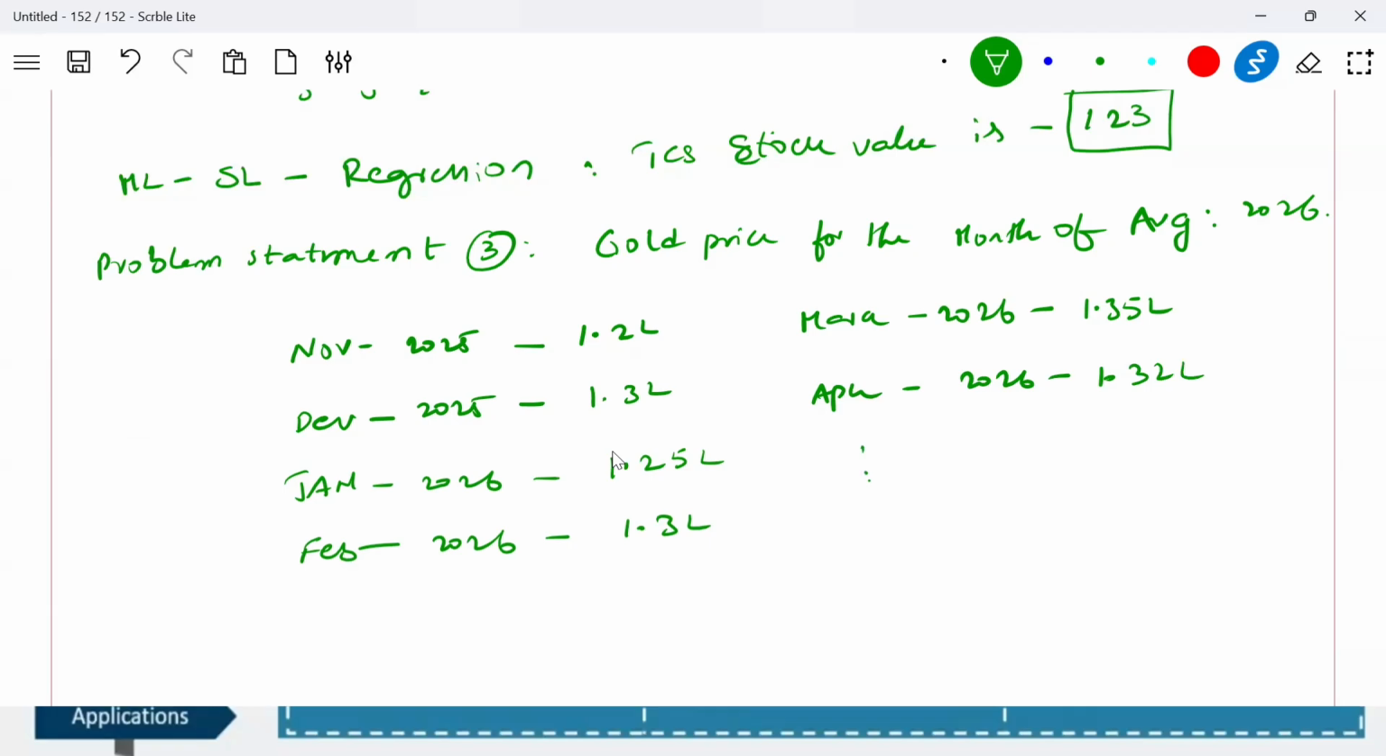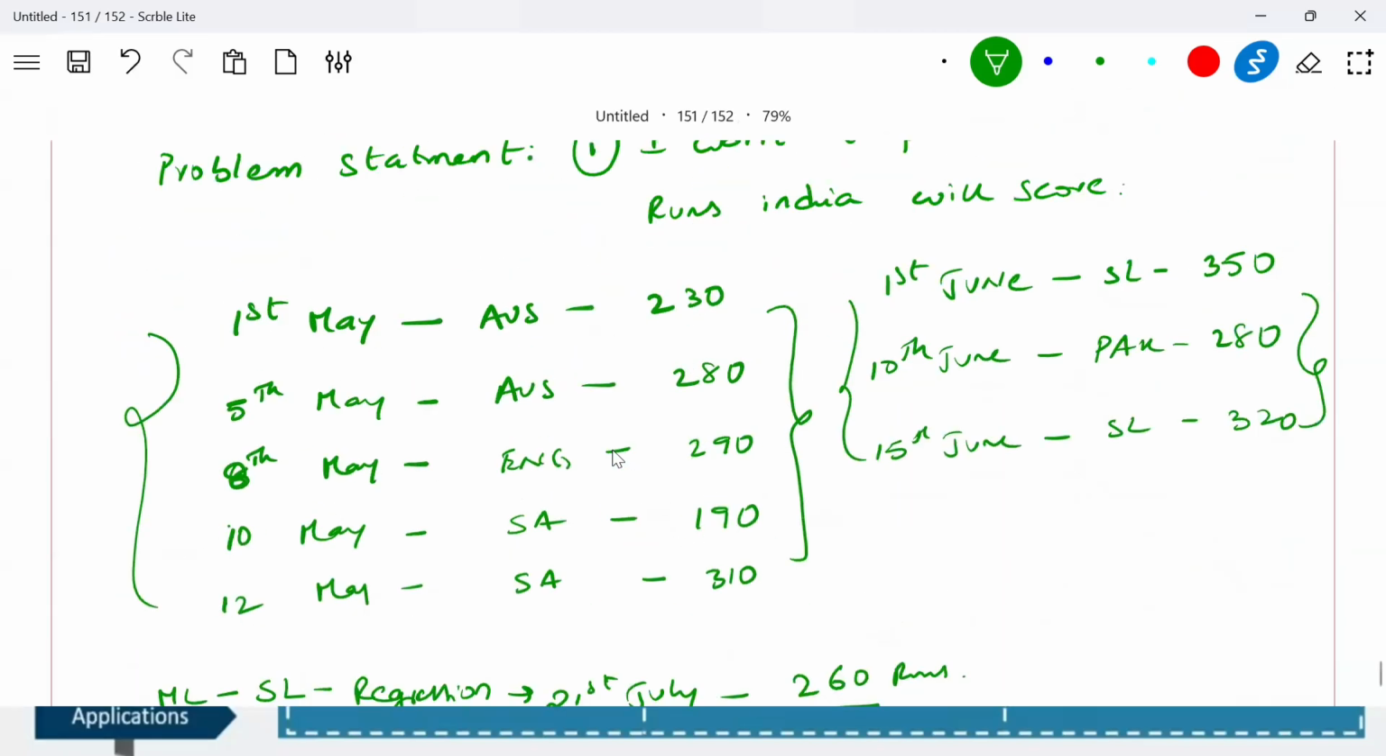So, like that, I had taken past data and I predicted using machine learning, using supervised learning, using regression. I predicted the gold price in the month of August is going to be around 1.37 lakhs. Okay, so these are the three problems. Fine. So we had seen three problems.